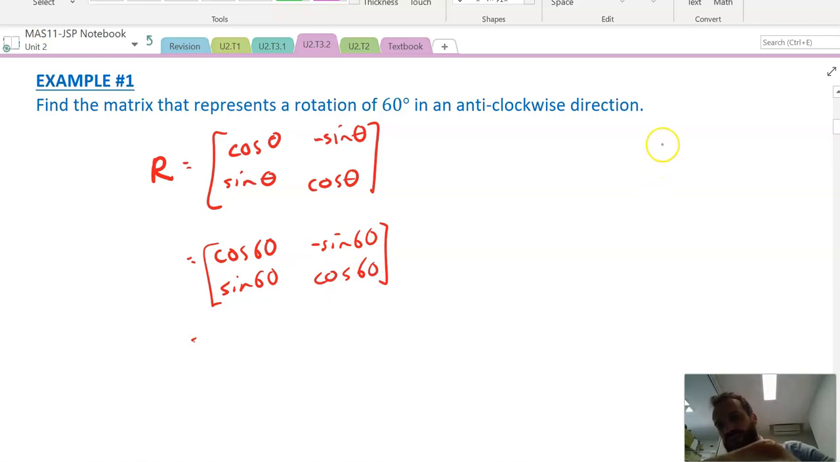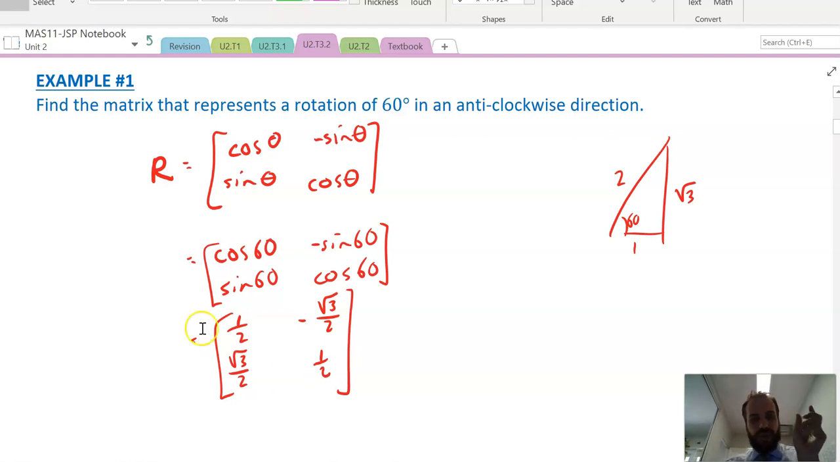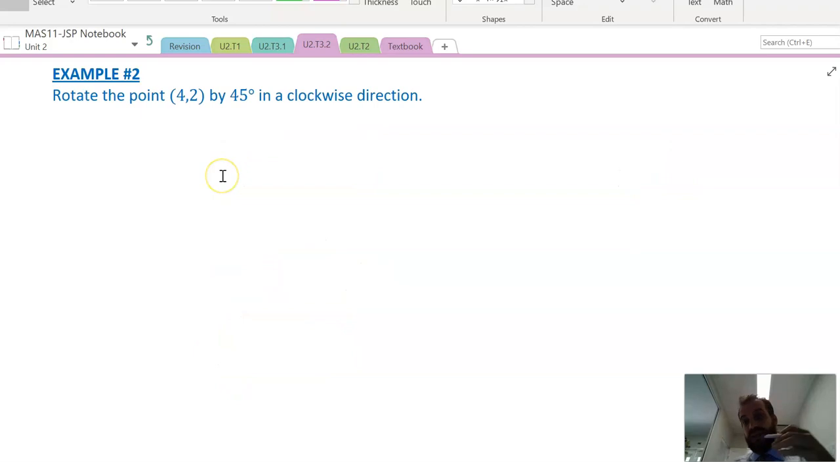And now you just need your standard triangles. There's a 60 degree angle there. Cos theta is equal to adjacent over hypotenuse, so that's 1/2. This next one's going to be root 3 on 2. This next one's going to be negative root 3 on 2. And the next one's going to be 1/2. If you apply that rotation matrix to any point or any object, you will get something that rotates 60 degrees anti-clockwise.